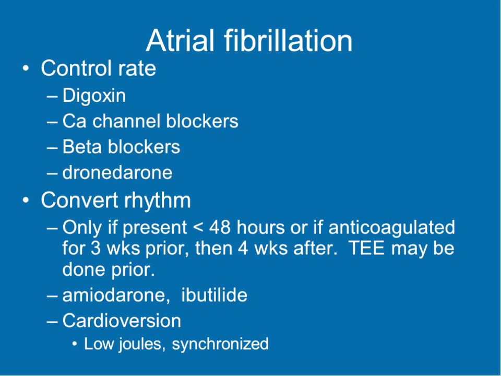Converting the rhythm. Well, we consider conversion only if the AFib has been present for less than 40 hours, or if the patient has been anticoagulated for 3 weeks before, and then we still anticoagulate 4 weeks after. Now we can bypass some of that if we do a TEE. So if the patient comes in, they're in atrial fibrillation, and it's creating some problems for them. Maybe their cardiac output's just not good. They just don't feel good, and the physician would really like to cardiovert them.